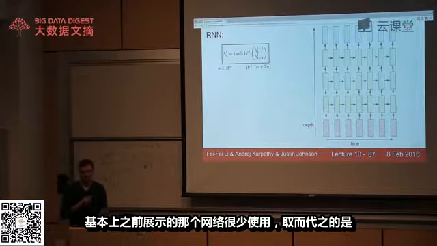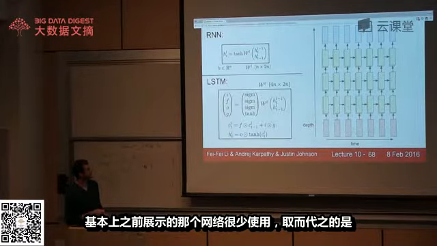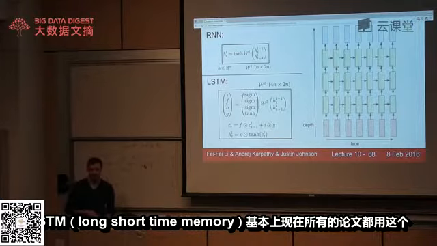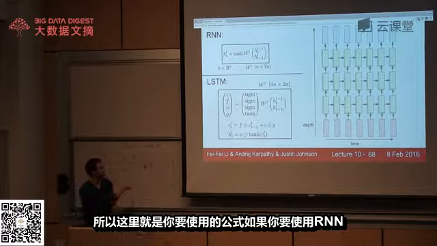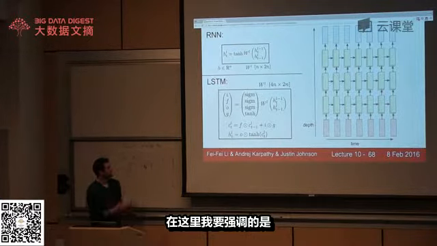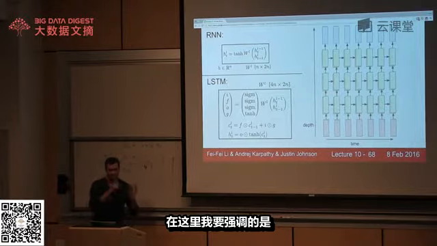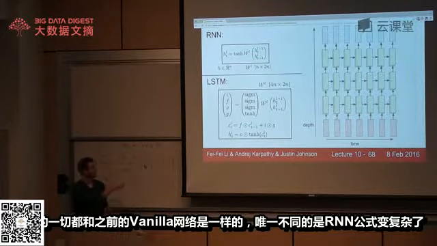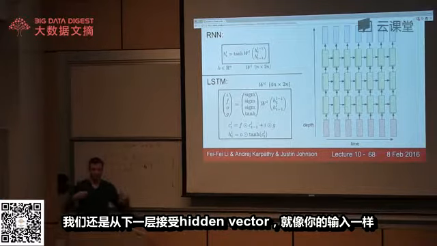A basic recurrent network is very rarely used. Instead, you'll use what we call an LSTM, or long short-term memory. So this is basically used in all the papers now. This is the formula you'd be using also in your projects if you were to use recurrent neural networks. What I'd like you to notice at this point is everything is exactly the same as with an RNN. It's just that the recurrence formula is a slightly more complex function.